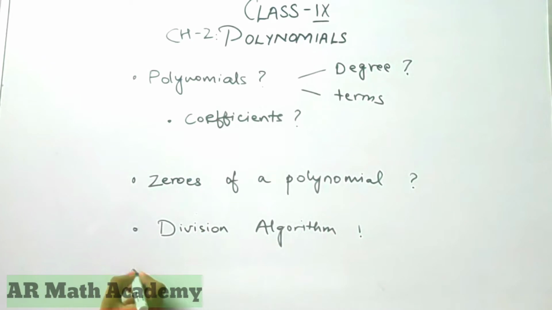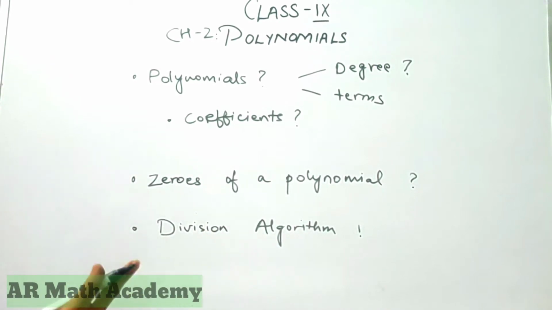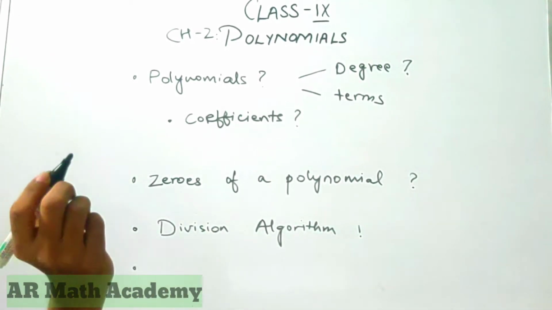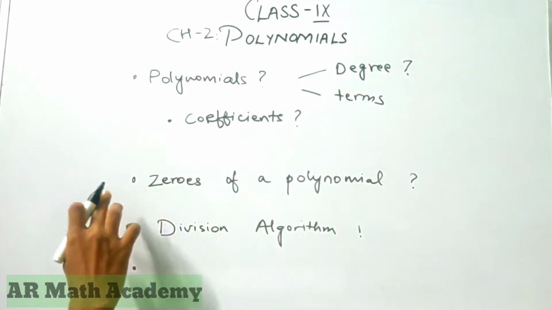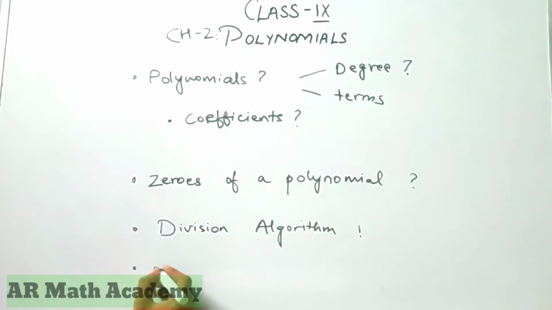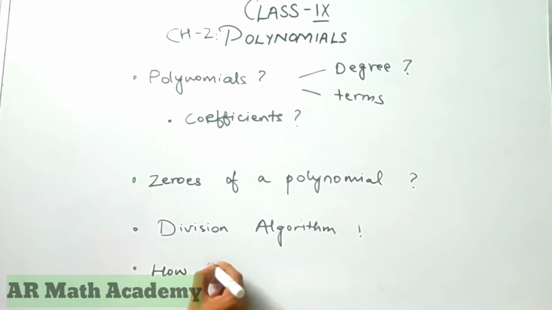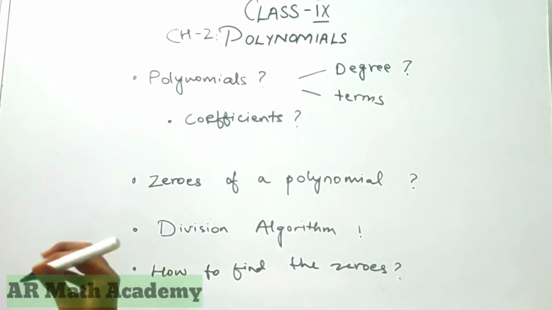And as of the last concept, well, before the last concept, we'll be dealing with how to find the zeros of the polynomial. Here we'll be dealing with what the zeros of the polynomial are, and how to find them. So this will be our fourth major concept of this chapter.